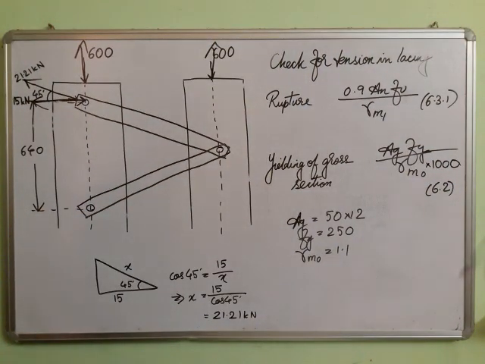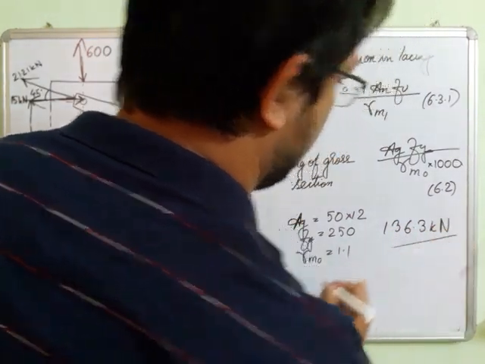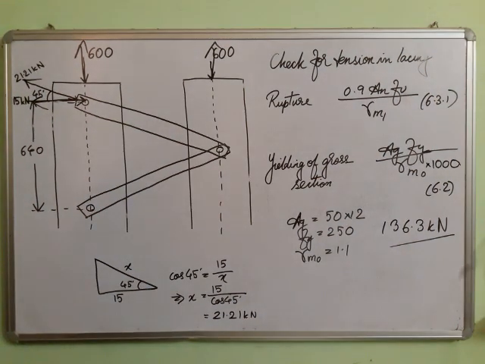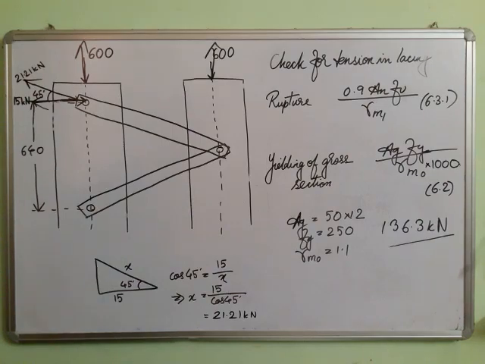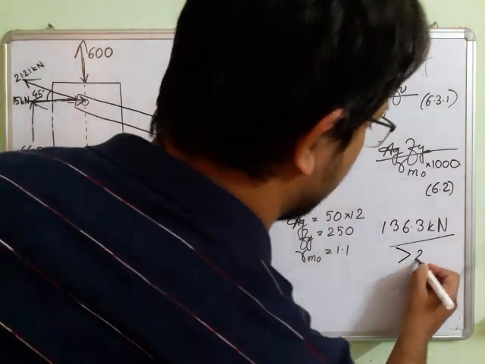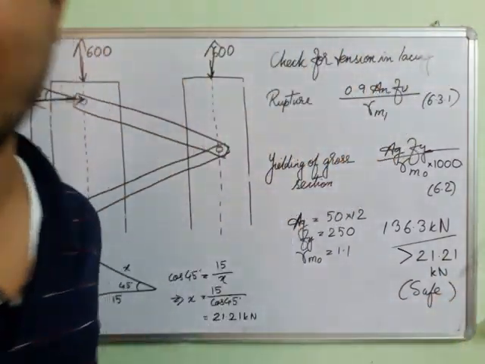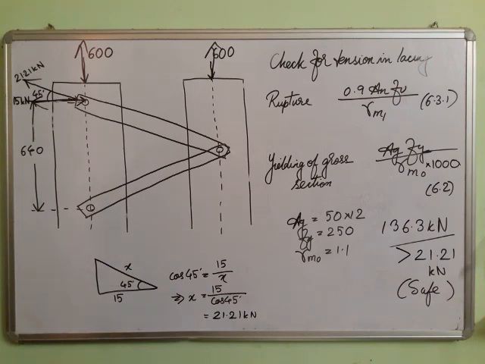So how much are you getting from here? Just check whether you are getting a value like this. There may be some difference in decimals, don't worry about it. So you see here in this condition also, the capacity is very high, more than six times, almost seven times. So we can say that the lacing is safe. It can take a tension of 21.21 easily.